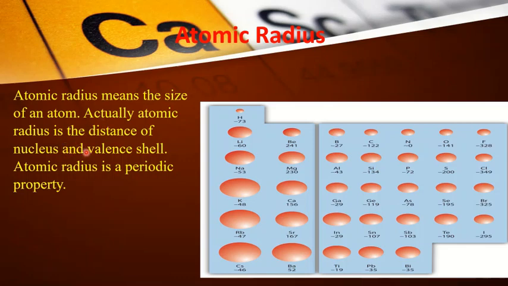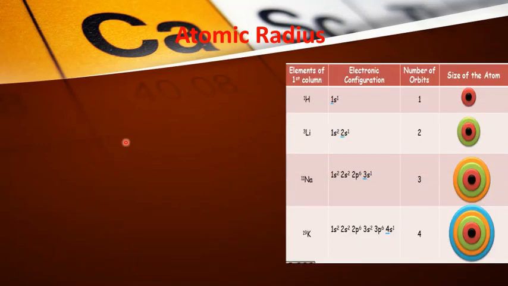Actually, atomic radius is the distance of nucleus and valence shell. So the center point is the nucleus, and the distance of nucleus and valence shell is called atomic radius. Atomic radius is also a periodic property. Now we will see the change of atomic radius in different groups and different periods. At first, group relation. This is the group relation where atomic radius gradually increases from top to bottom.